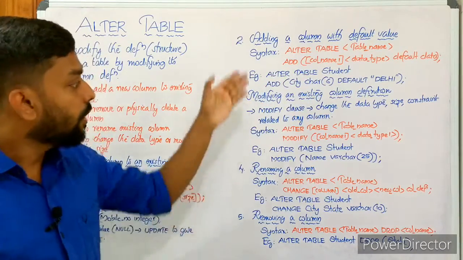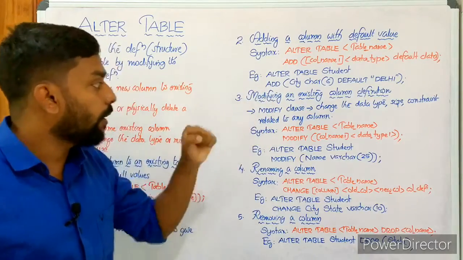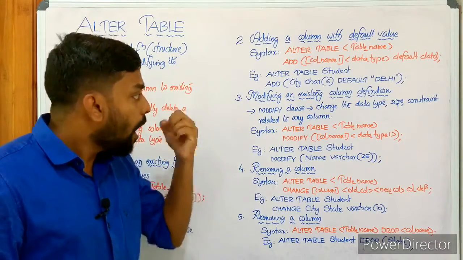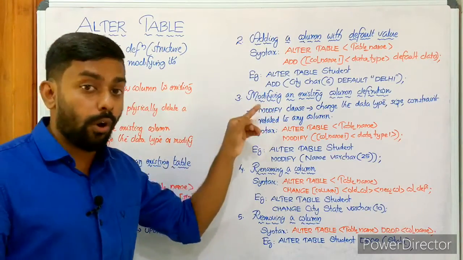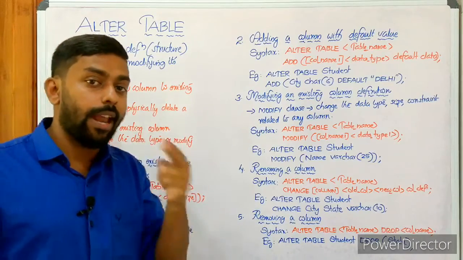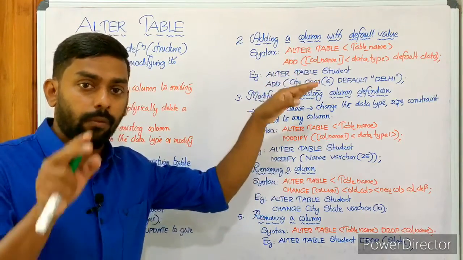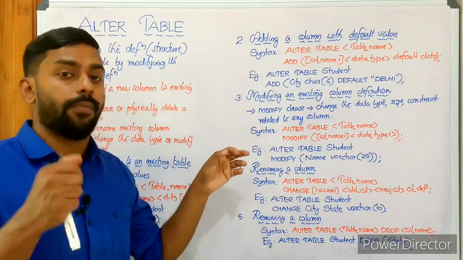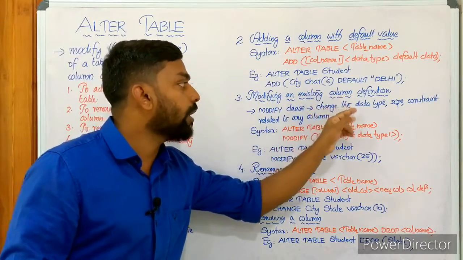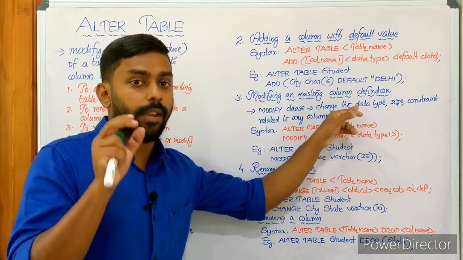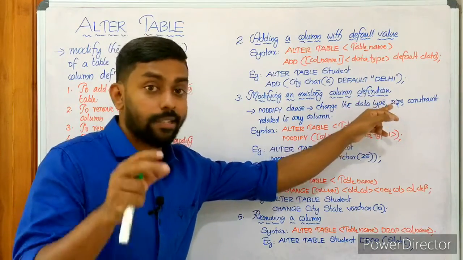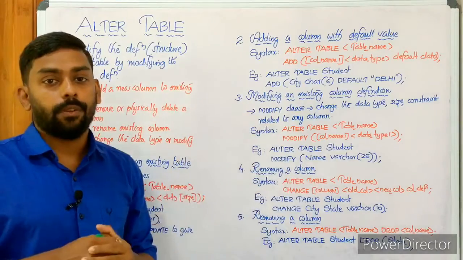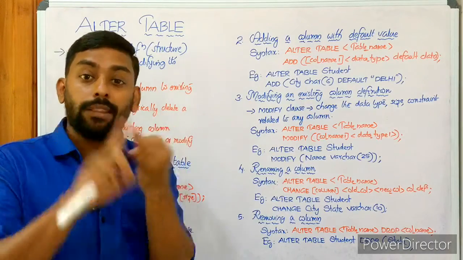Now let's look at our third one, modifying an existing column's definition. How can you modify? We use the clause MODIFY. In the previous two cases we used ADD, and in the second we also used DEFAULT. The third one is MODIFY, because we are modifying. The MODIFY clause can be used to change the data type, the size of the data type, or the constraint related to any column.